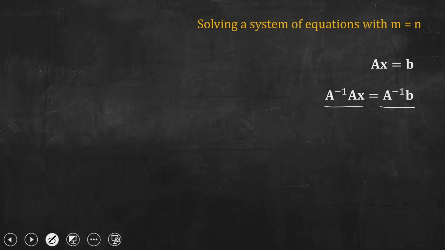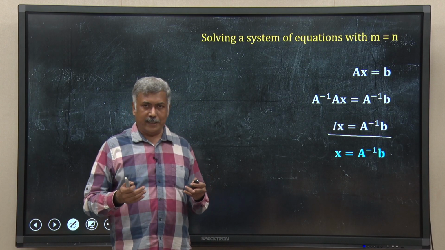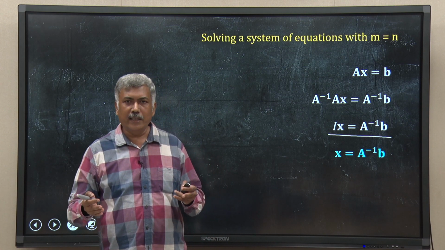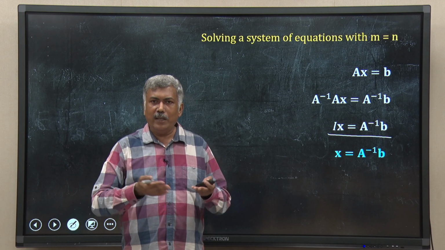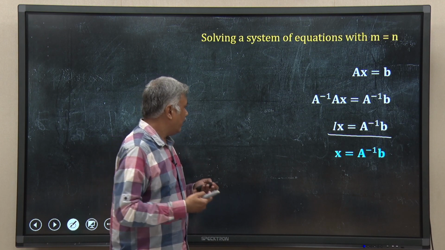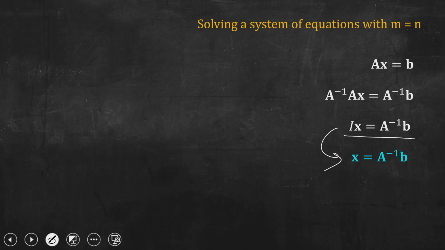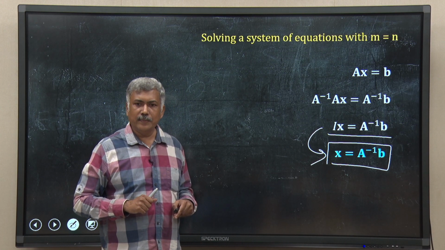Now, I know A inverse A by definition, and if you do the calculation, it will be an identity matrix, right. So, what do I get? I get I x equal to A inverse B. Now, I into x, identity matrix into a vector, will give the same vector, because identity matrix is nothing but equivalent to scalar 1. So, that means I will get x equal to A inverse B, and that is what I want to do, right.